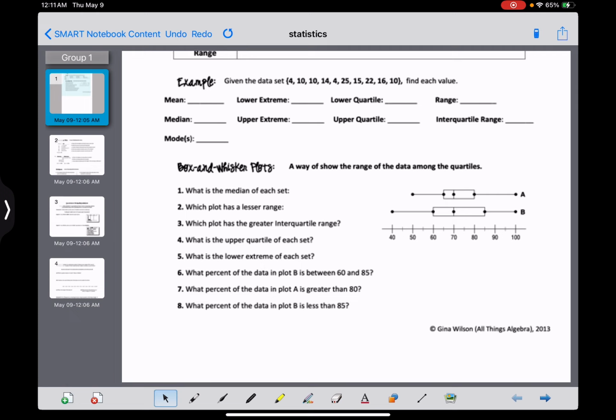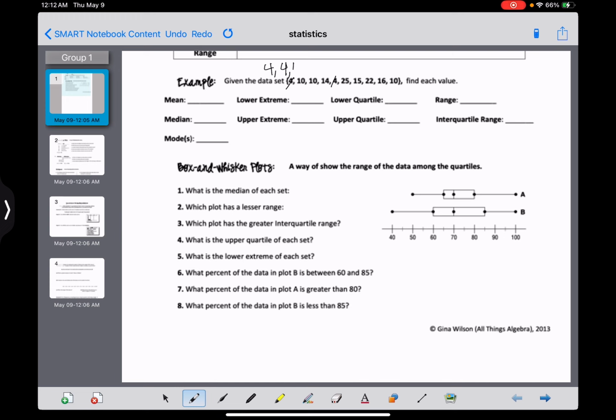So it says that given the set of data, it is 4, 10, 10, 14, 4, 25, 15, 22, 16, and 10, find each value. So step one is to put every number in order from least to greatest. We can't find these extremes if we don't have them in order from least to greatest. So in this example, my lowest number here is those fours. There's two of them, okay? And I like to write them and then just cross them out as I go so I don't miss anything.